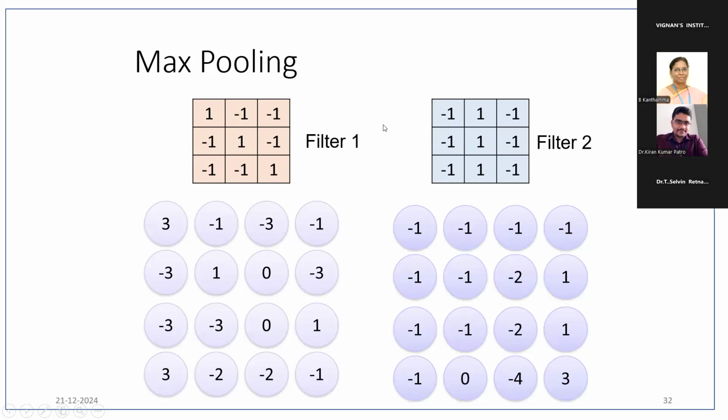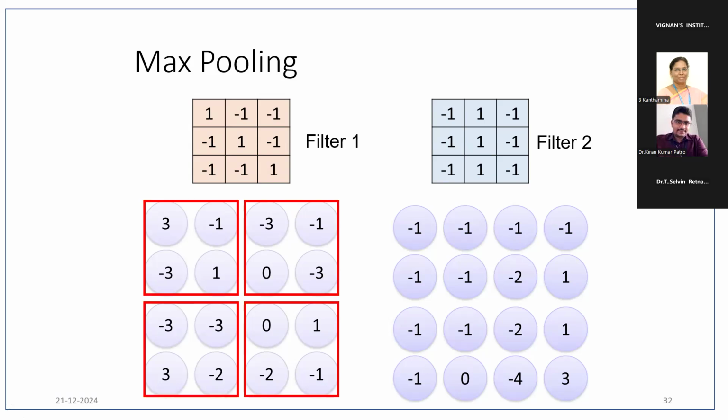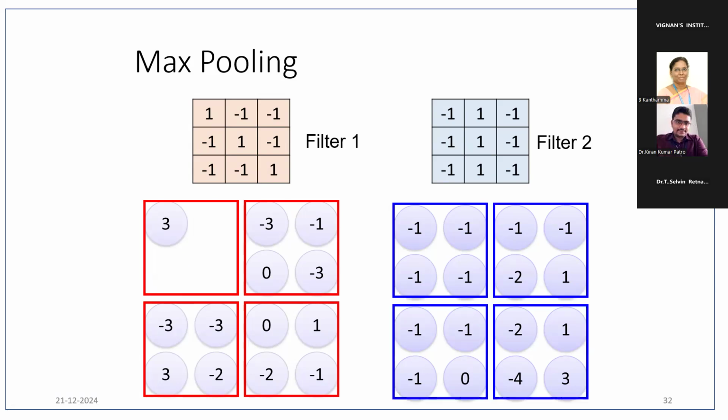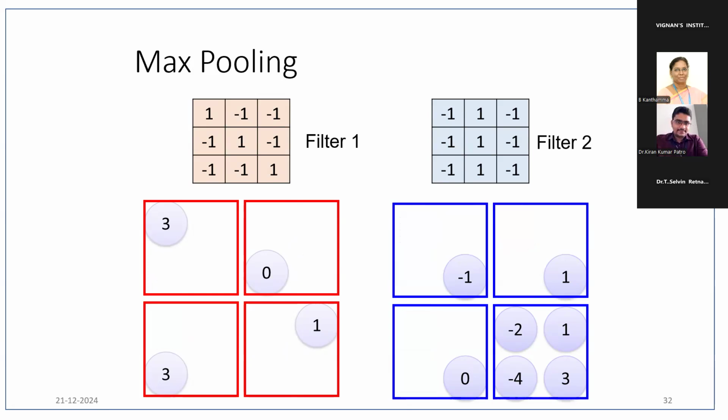Then you can apply max pooling. Pooling is also called downsampling. 2x2 pooling: max pooling means in that area you choose the maximum value. Here the maximum value is 3, maximum value is 0, maximum value is 3, maximum value is 1. Similarly here, for the second filter, maximum value is 1, maximum value.